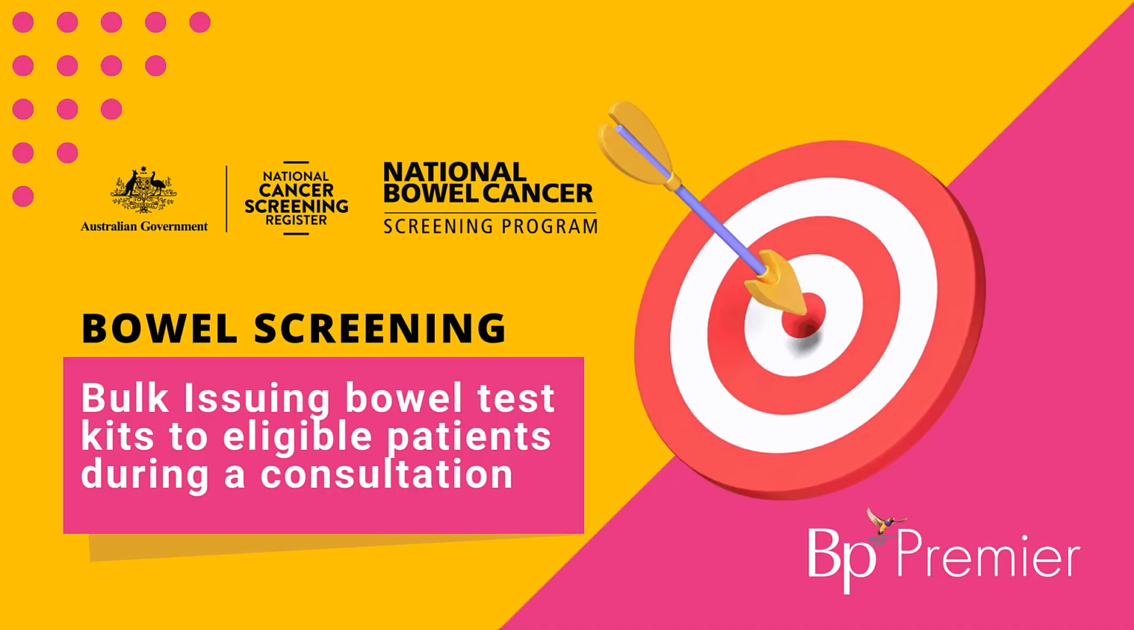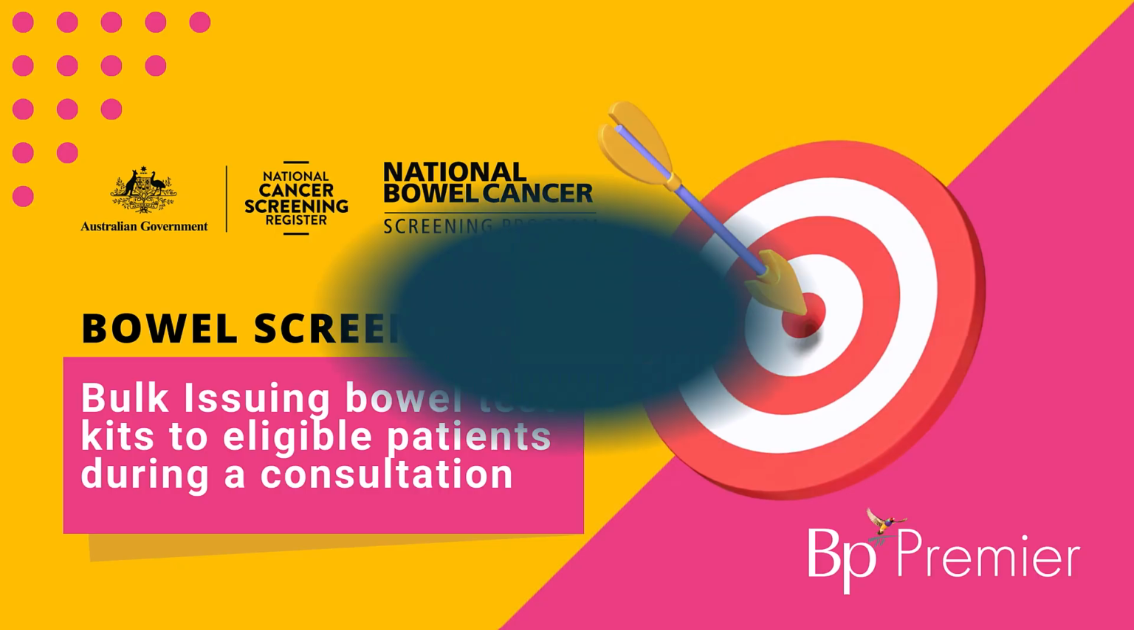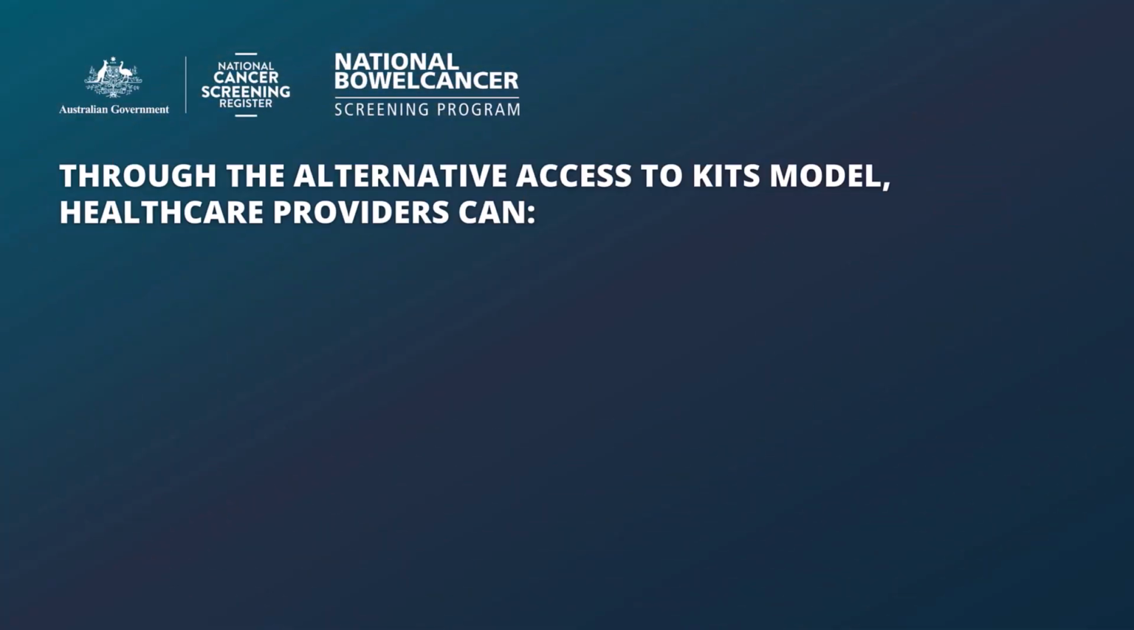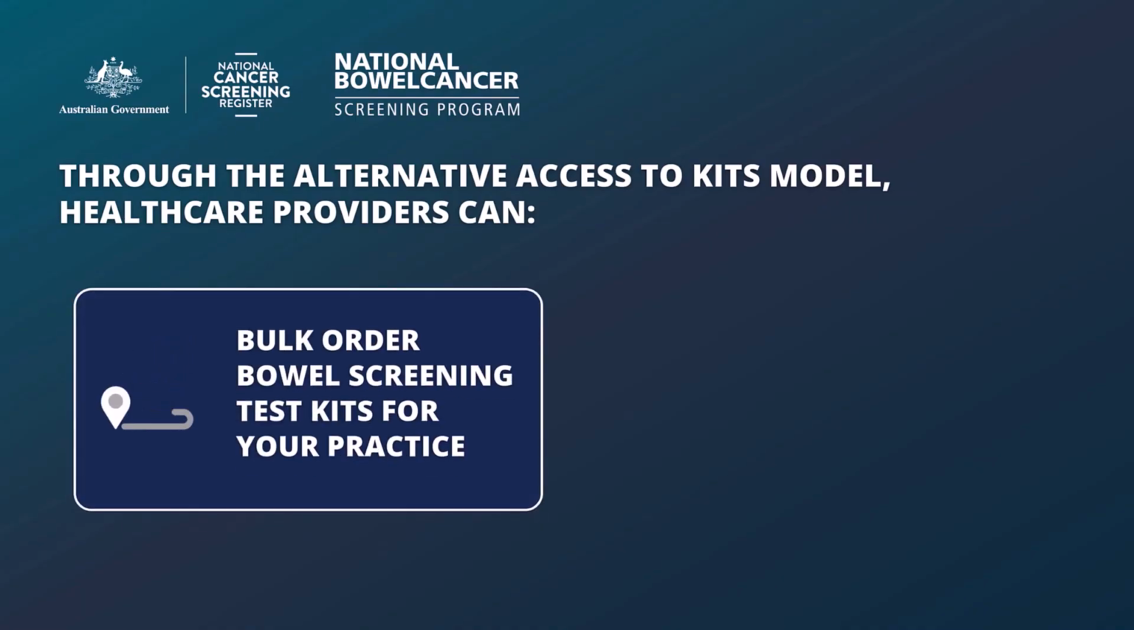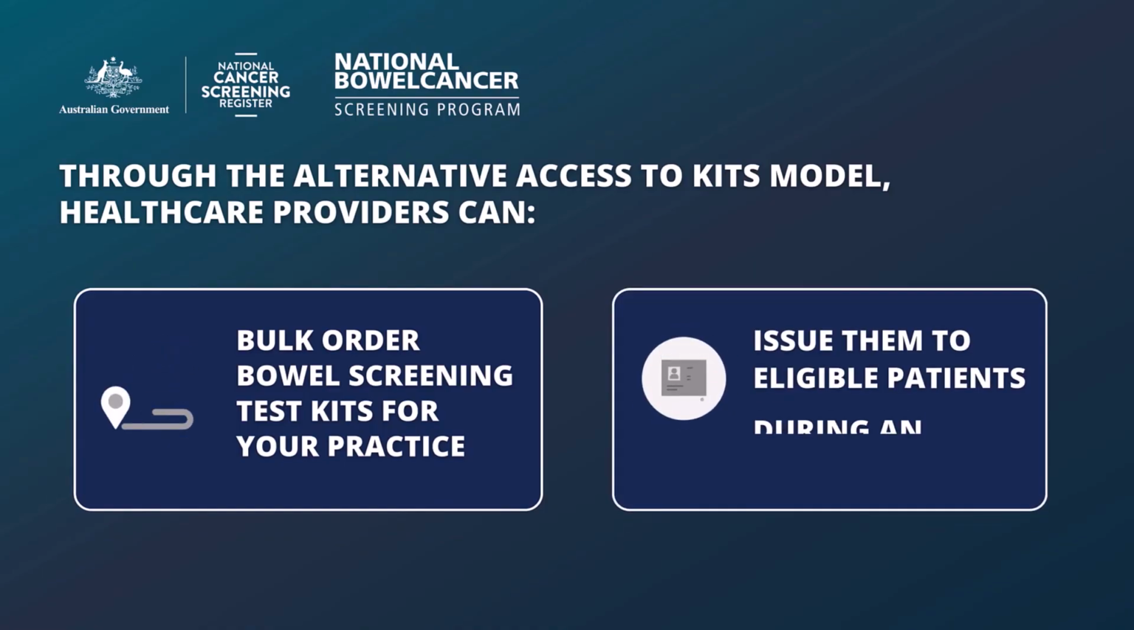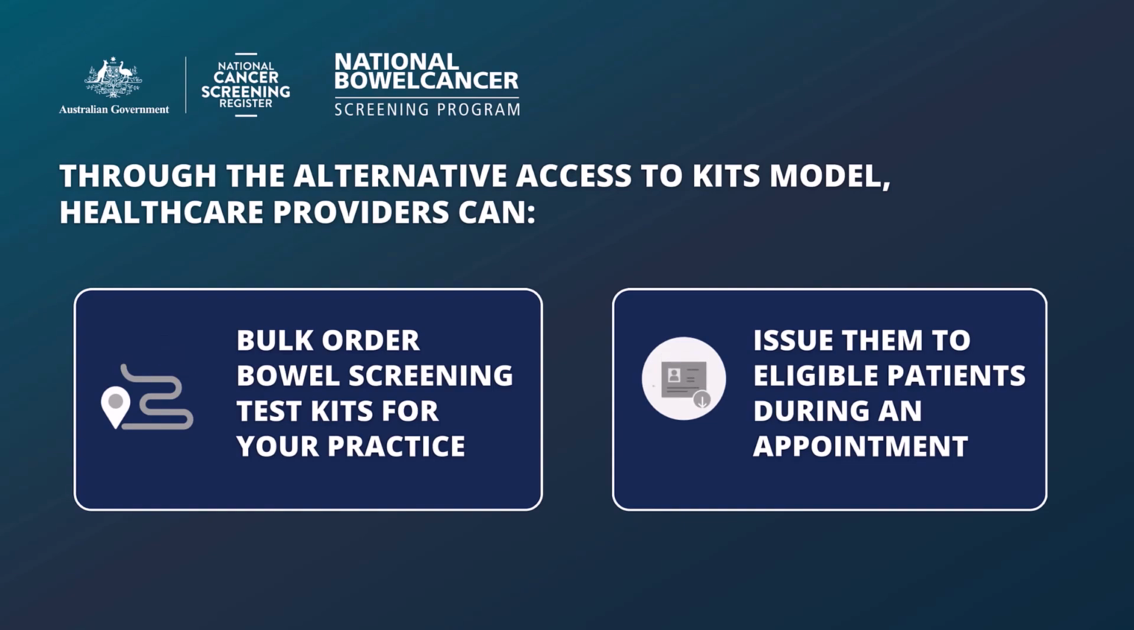This video will guide you through the process of issuing a bowel kit to eligible patients during a consultation through the BP Premier NCSR Hub. Through the Alternative Access to Kits model, healthcare providers can use the NCSR Healthcare Provider Portal to bulk order free bowel cancer screening test kits, also known as IFOBT kits, and issue them to eligible patients during an appointment, which you can record using the NCSR Hub within Medical Director and issue a pre-populated participant details form for your patient to complete and include with their return samples.